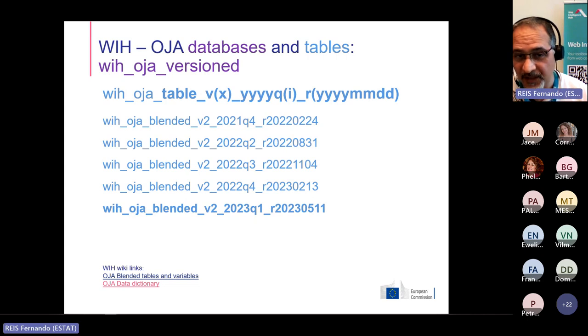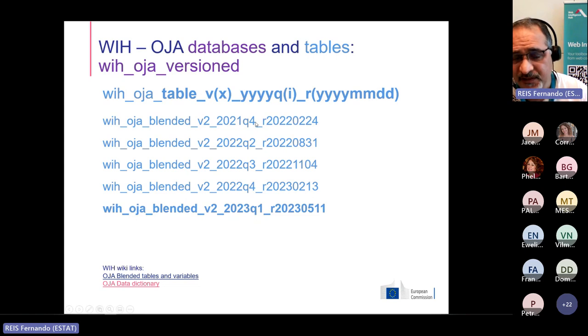We should be very concrete about how we do the versioning. But in the case of this data flow, the OJA classified data, we have two versions. This is because we have changed the record structure. We are in version 2 of these tables. So that's the first element, the versioning.